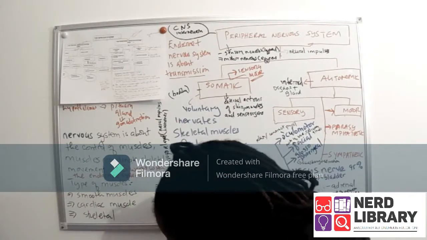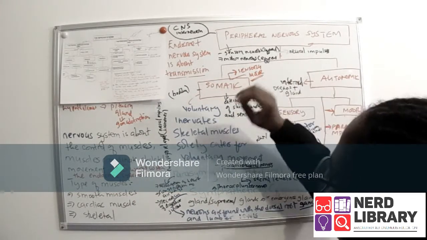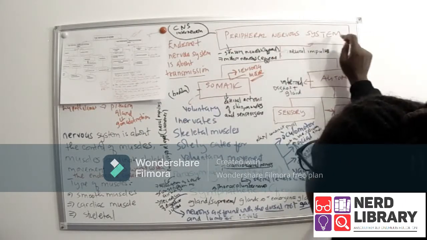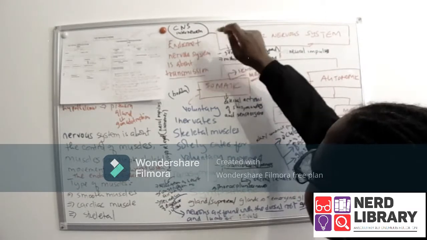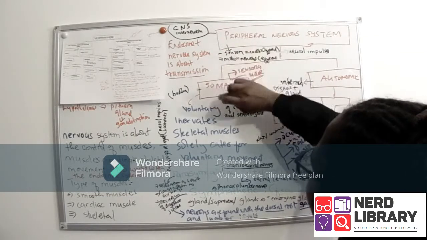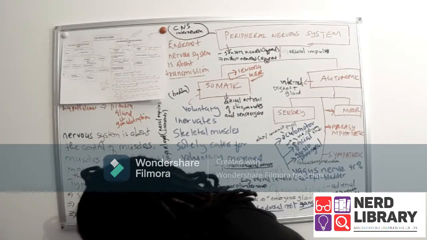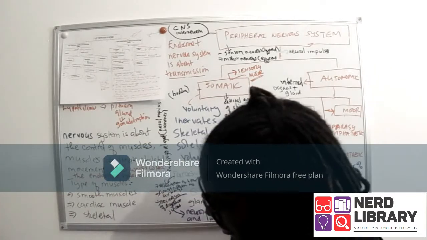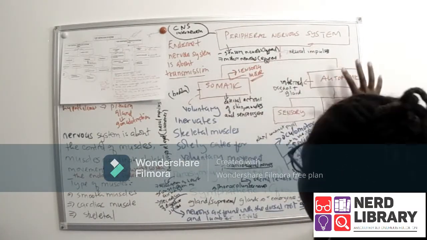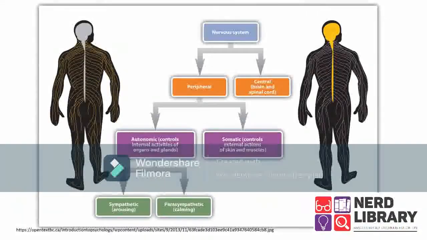And then the other objective is the neurotransmitters that are involved. If you remember, we said that our peripheral nervous system works together with the endocrine system. That being said, in order for the information to fire, we need neurotransmitters to relay the chemical messages that we have. And then lastly, we are going to look into how our internal activities are controlled by the autonomic nervous system. And then lastly, we're going to look into how the sympathetic nervous system is related to our somatic nervous system.